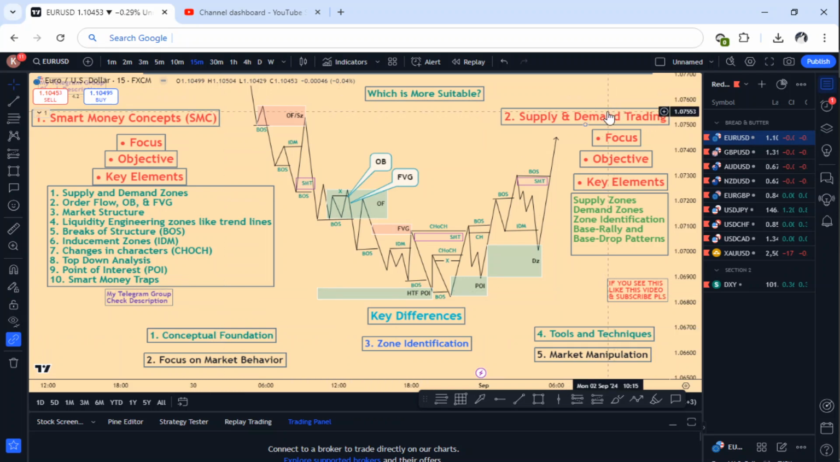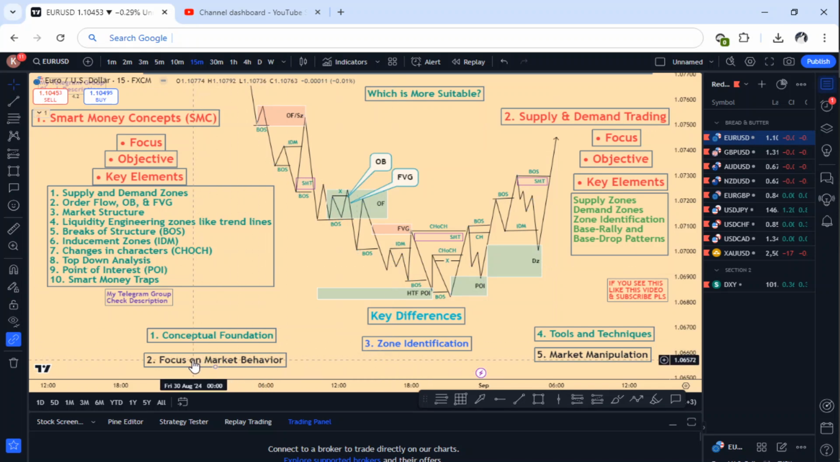However, supply and demand traders base their approach on economic principles of supply and demand imbalances. It focuses purely on price action and historical behavior at certain price levels, assuming these zones will act similarly in the future. That is why we have a base, a rally, a base, a drop, and then a retest. Then it should act in the same manner.